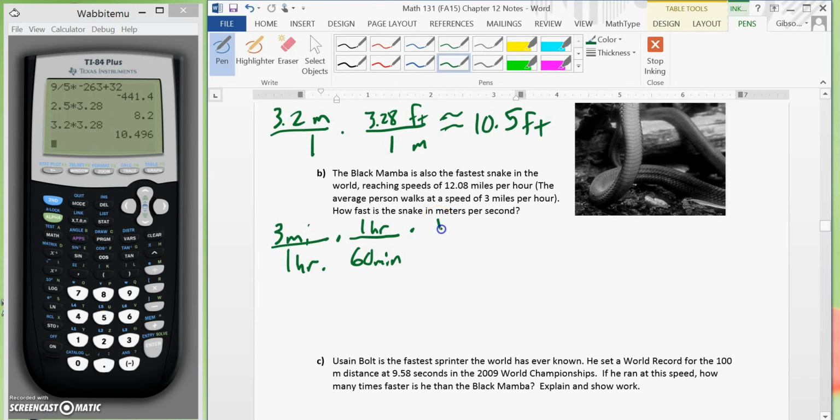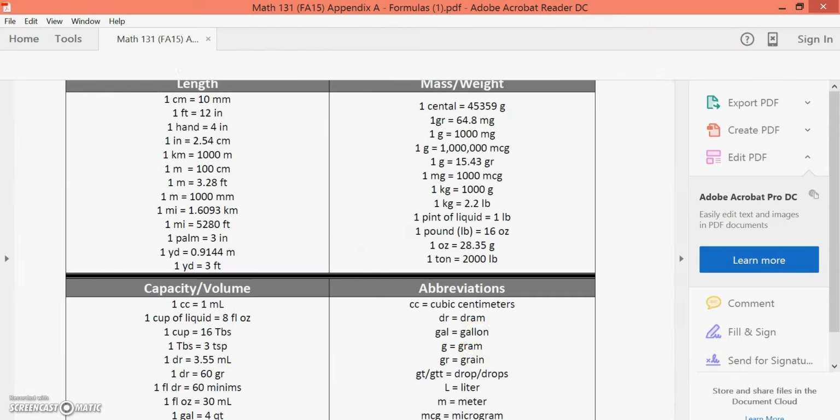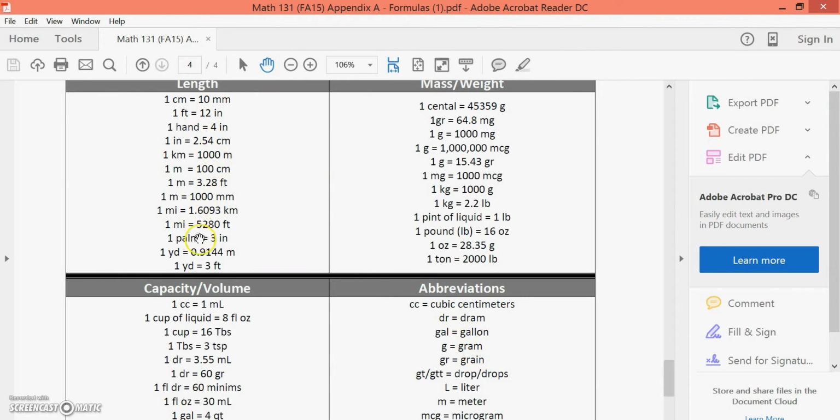And then we know 1 minute is 60 seconds. So now we took care of the hours to seconds. Now we want to take care of the miles and make it meters. So we will go back to our sheet here, and we will look here at miles. Now, if you notice, miles and kilometers are together here. Now, remember, we did this before. To change this to meters, we had to move this decimal 3 places to the right.